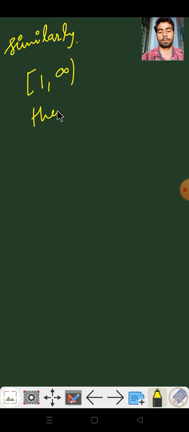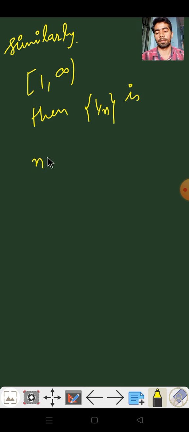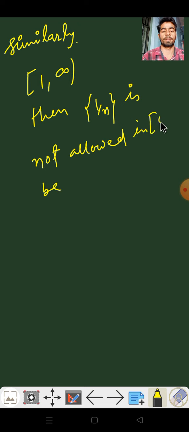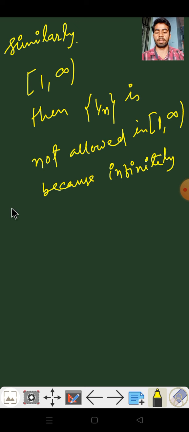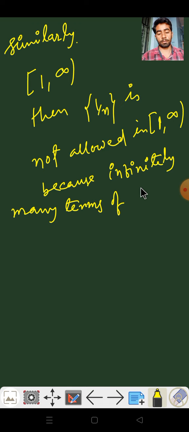Similarly, on the closed interval 1 comma infinity, the sequence 1 by n is not allowed, because infinitely many terms of the sequence 1 by n lie outside of the interval.